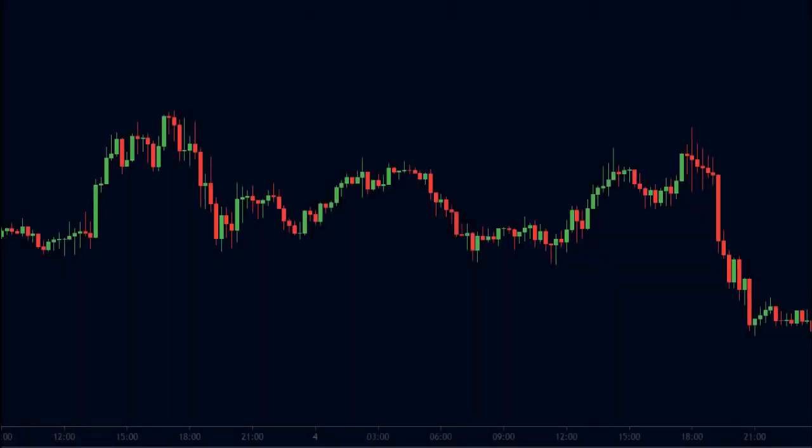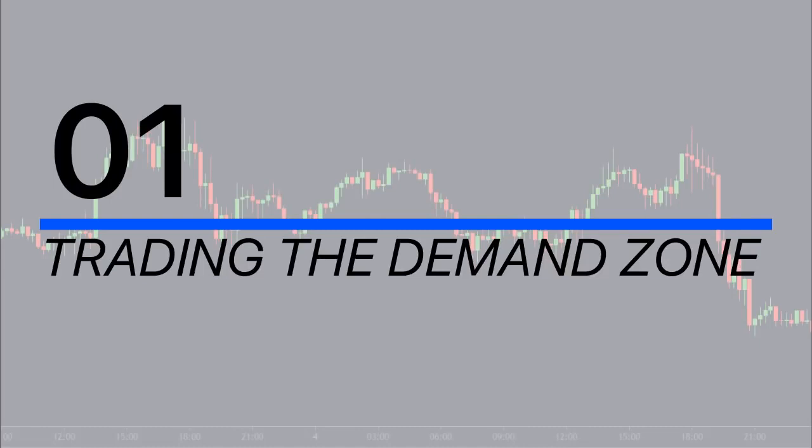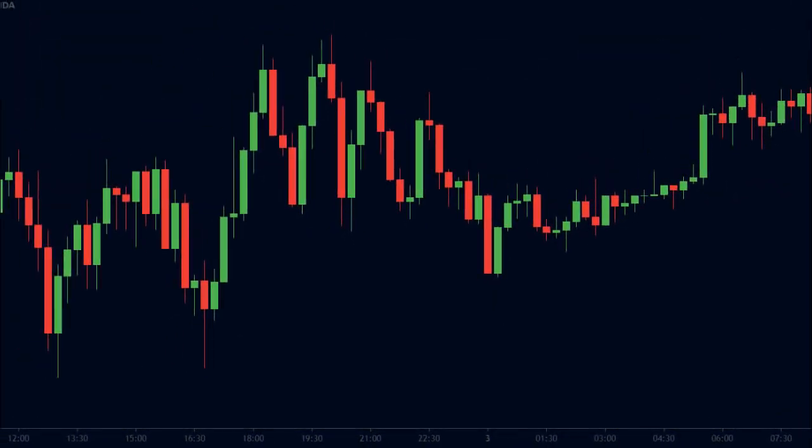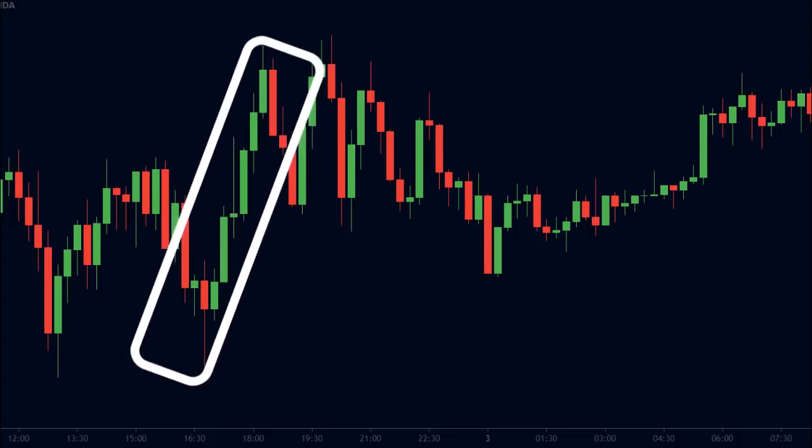So, we have learned how to identify the supply and demand zones. Now we shall learn how to trade them. Let's start by trading on a demand zone. Look at this chart. Here we can clearly see that the price made a strong and steep upmove here by creating these consecutive big green candles.